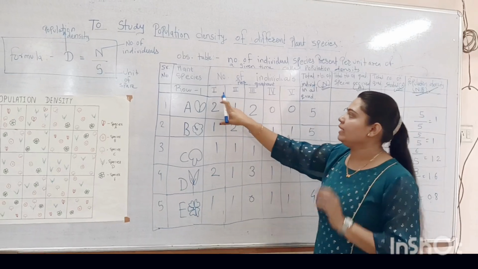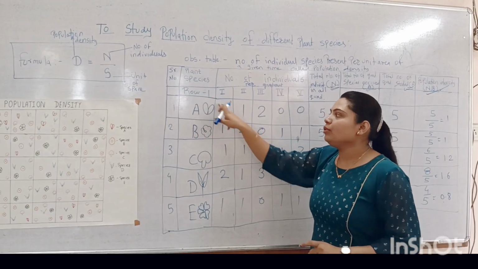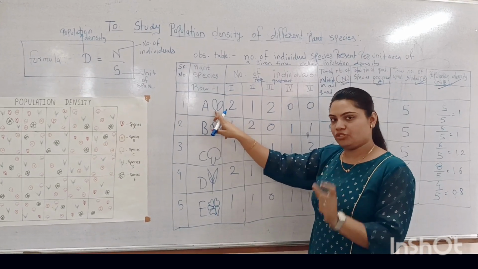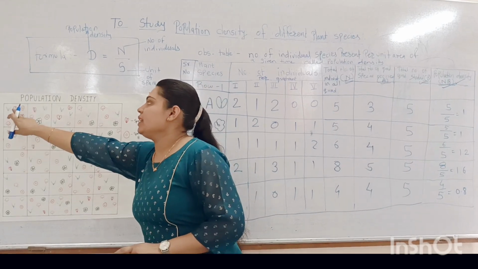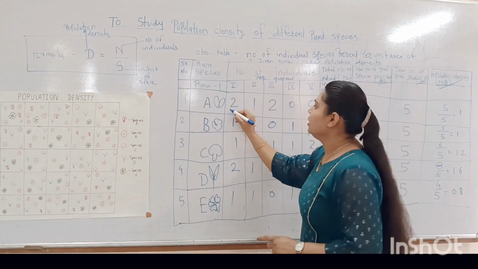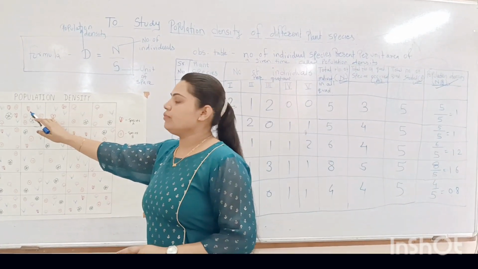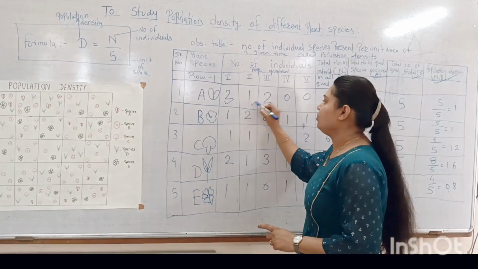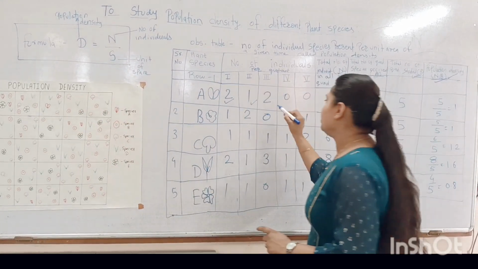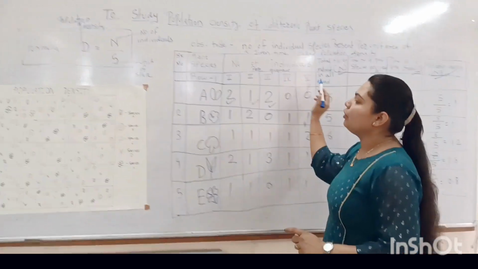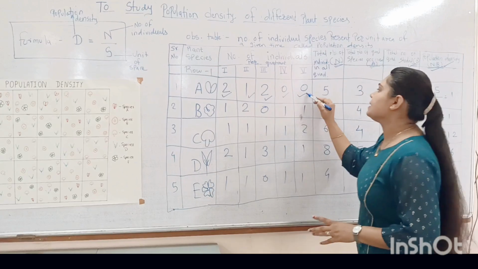Now we have to calculate the first species in the first quadrant. You have to count the first structure in the particular chart. The first quadrant has 1 and 2, so you write 2 here. In the second quadrant there is only one structure, so you write 1. In the third quadrant, the structure of species A is 2, so you write 2 here. In the fourth and fifth columns there is no species A, so this is 0.